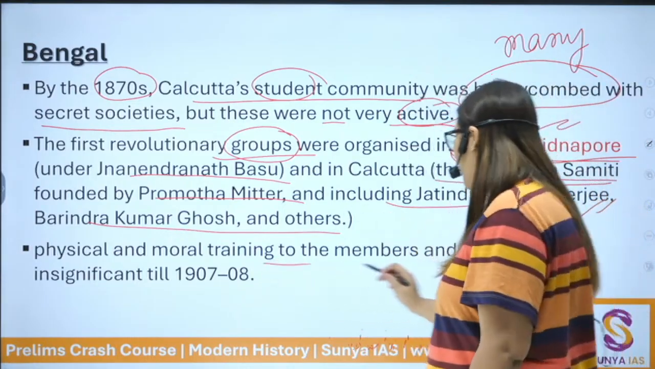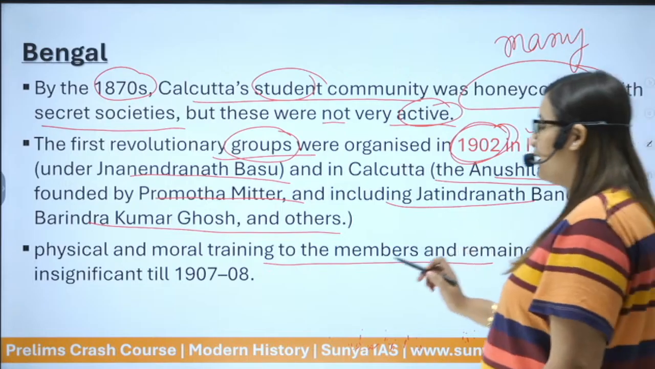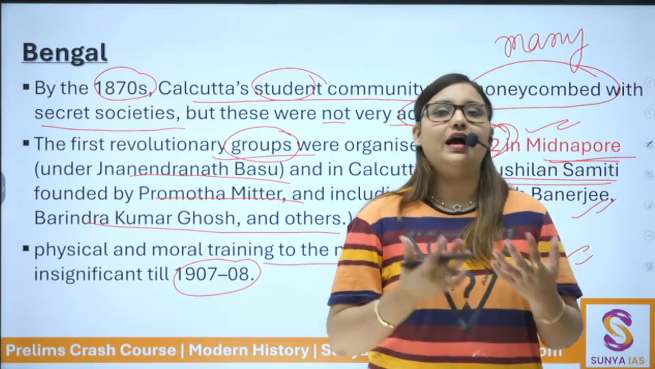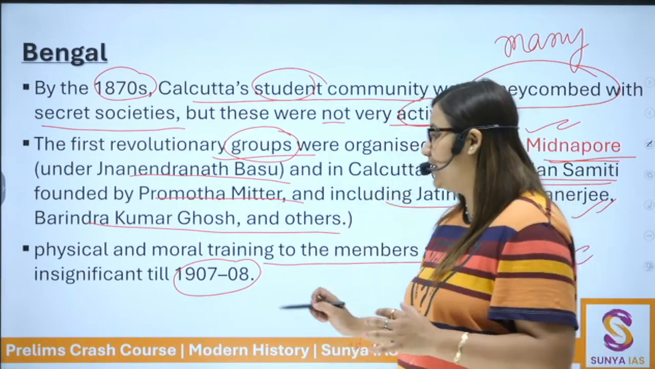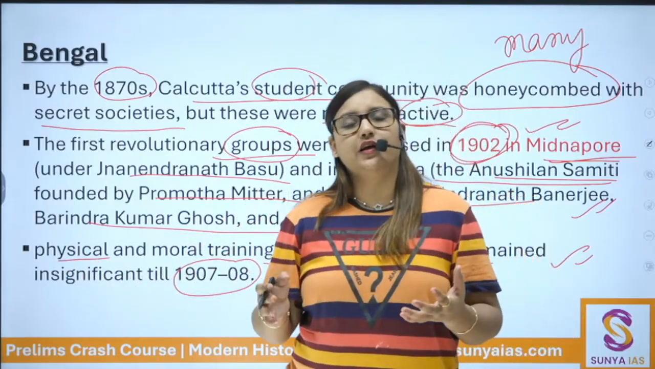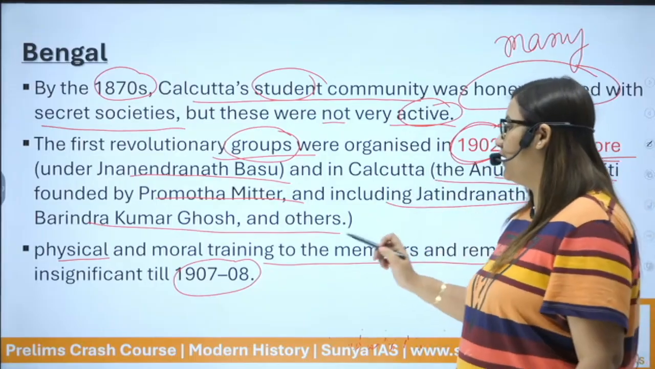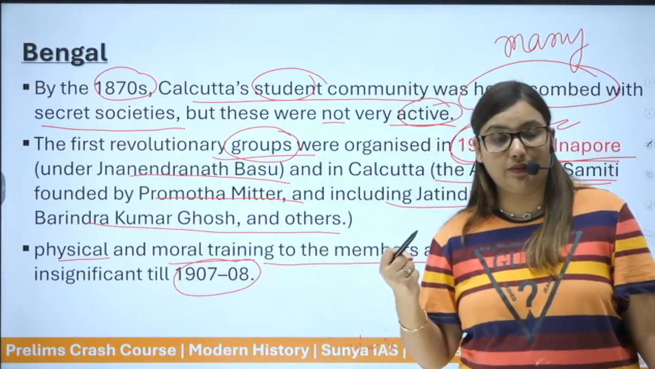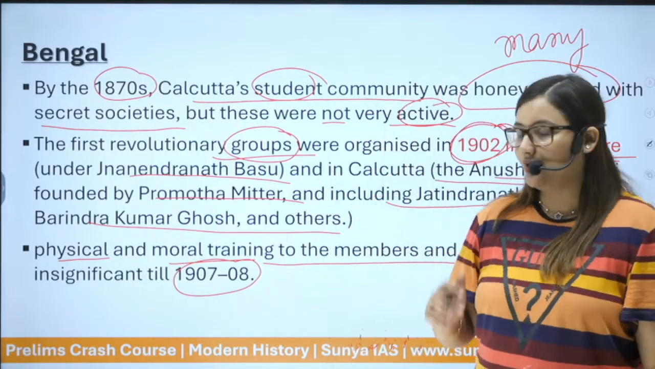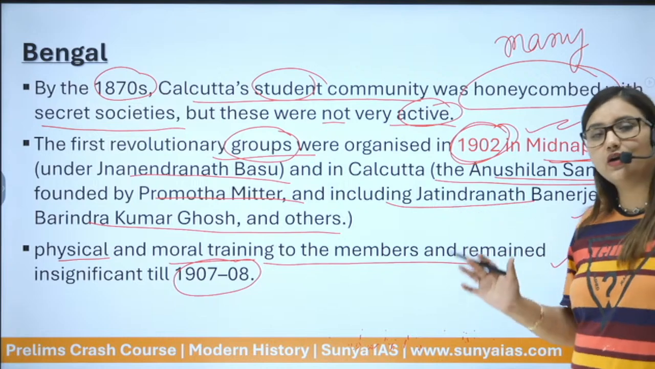Physical and moral training to the members, and they remained very insignificant till 1907 to 08. So what they used to do, they used to give only physical and moral training to the members. Why physical training? That in case there is a war-like situation or a battle-like situation, few of the youngsters could be prepared to go and fight against Britishers. And moral training, so that they are nationalist and patriotic in their behavior, and would serve the nation in a good way. So these members only got few physical and moral trainings, but they were not significant.